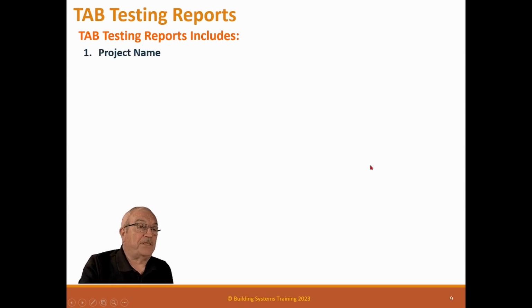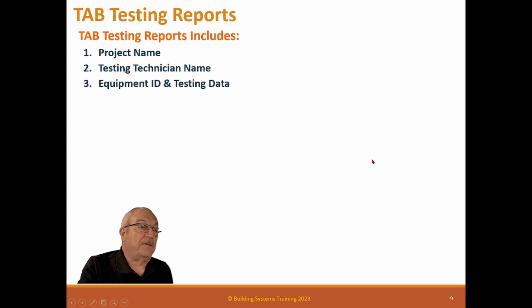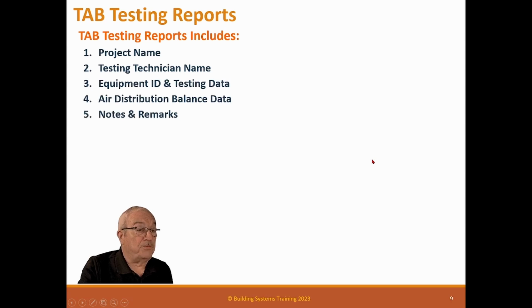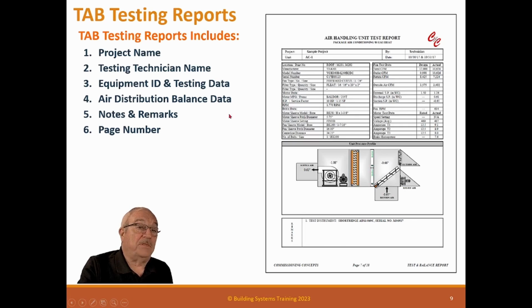The TAB testing reports are all the reports you had on the job. They have the project name, the testing technicians, equipment ID, testing data, air distribution balance data, notes and remarks, including deficiencies, and of course a page number. There's nothing special about these forms, but this is a typical air handler form. It has all the data, the unit data is up here with its flow requirements, and it also has a picture with a pressure profile so you can see where the pressures are. You can do that or not do that.